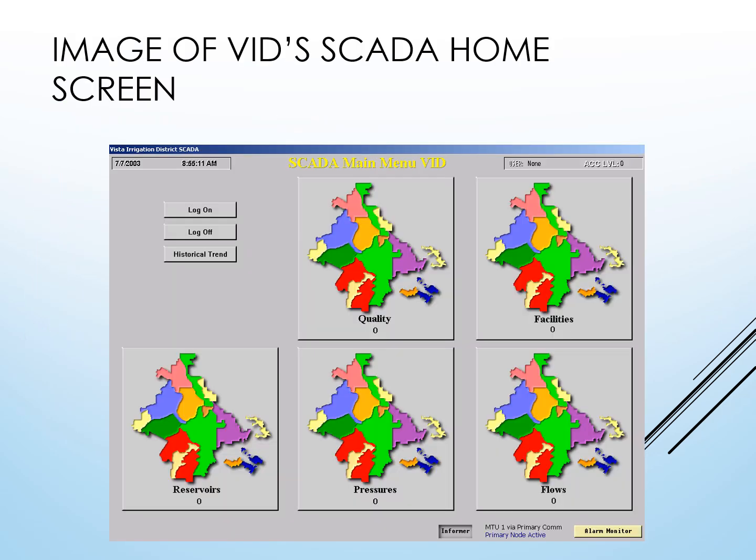All right, so this image that you see right here, this is VID's home screen for the SCADA system we operate. It's got several tabs. You've got reservoirs that you can click on and view. The different colors that you see here just represent different pressure zones. So some of these zones do not have a reservoir associated with them, and that's what would be considered a closed zone. But we also monitor water quality.